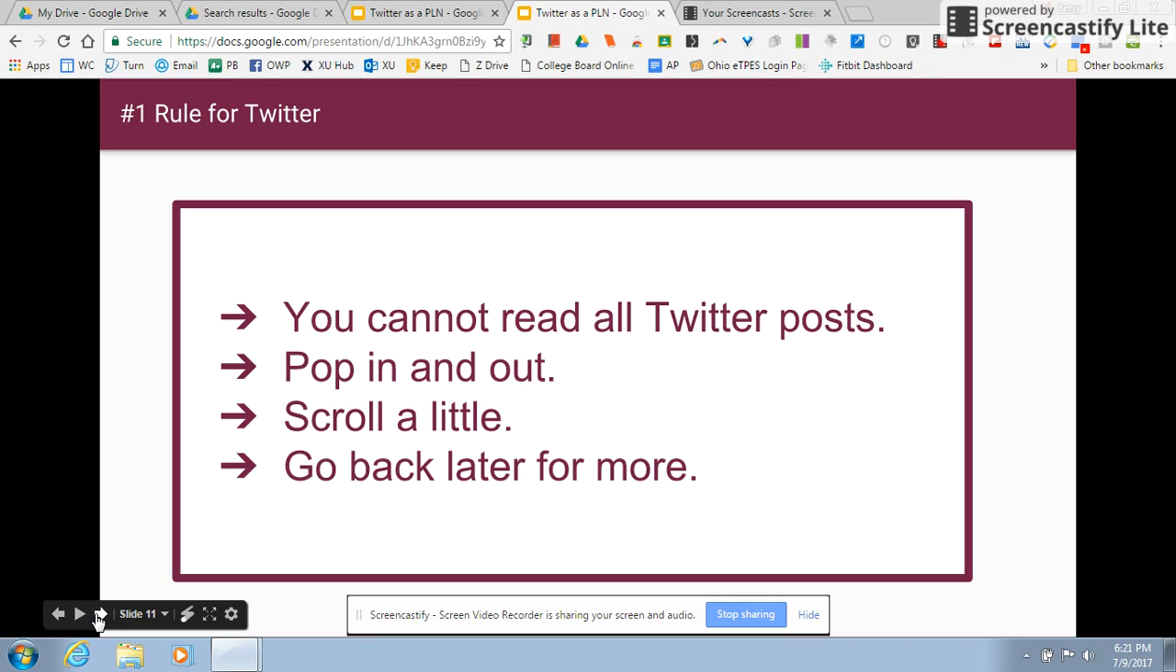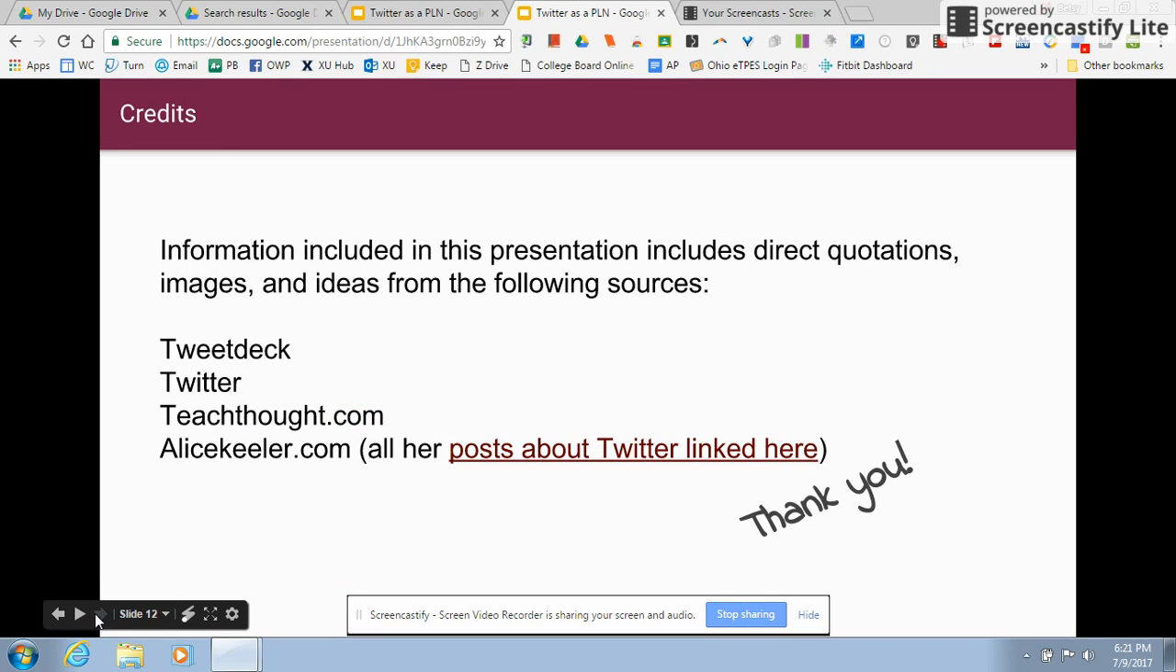And here's the number one rule. Here's what you need to know on Twitter. You can't read all posts. That's not what it's about. It's a fast moving thing. You need to pop in, pop out, scroll, go back later. Don't spend your life on it. Pop in and out for short periods of time, but you'll be amazed at all the stuff that you can learn as a professional on Twitter.